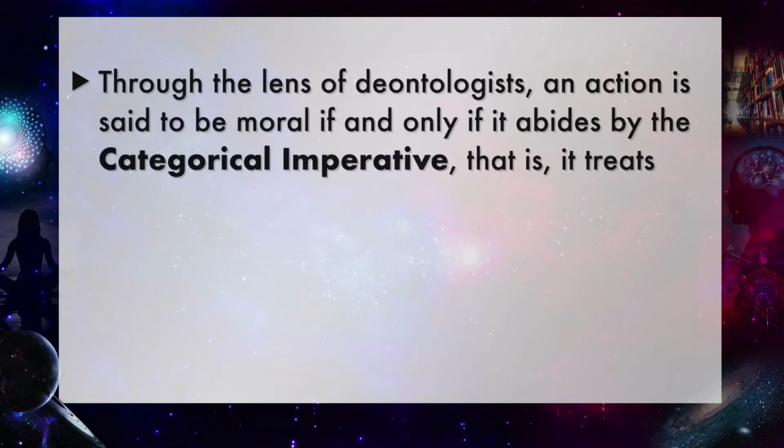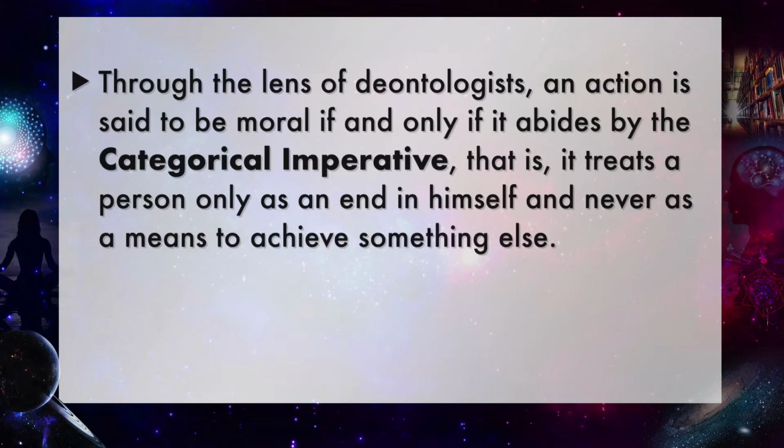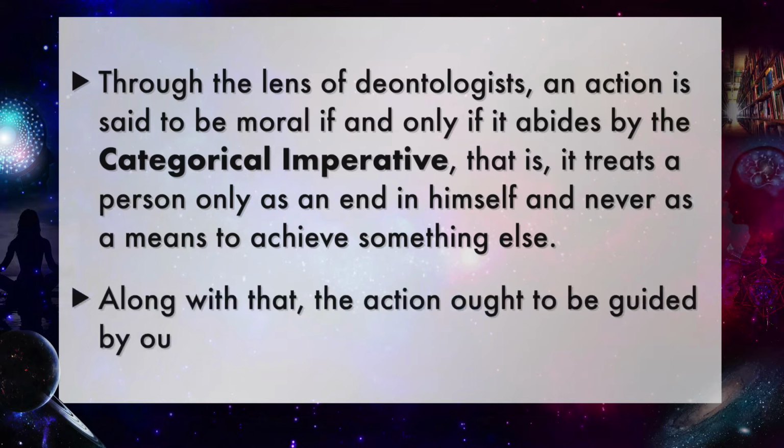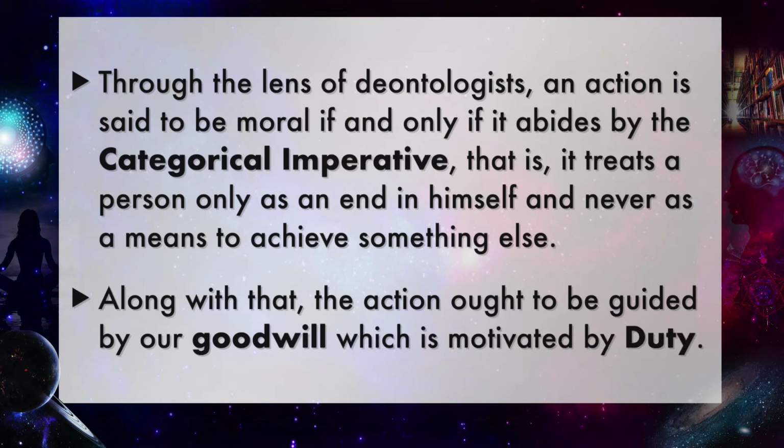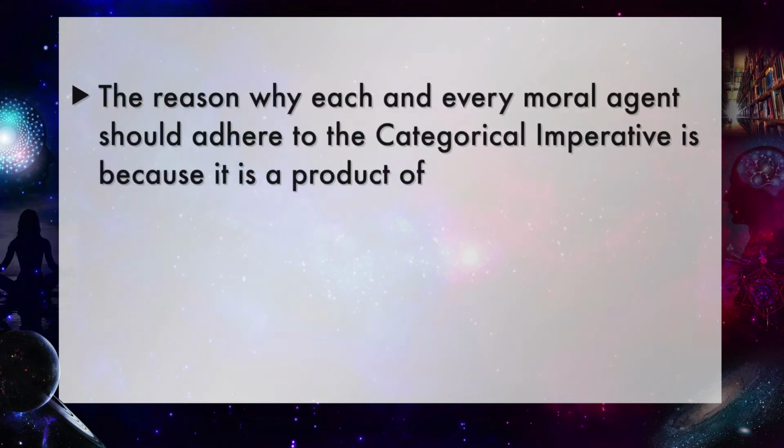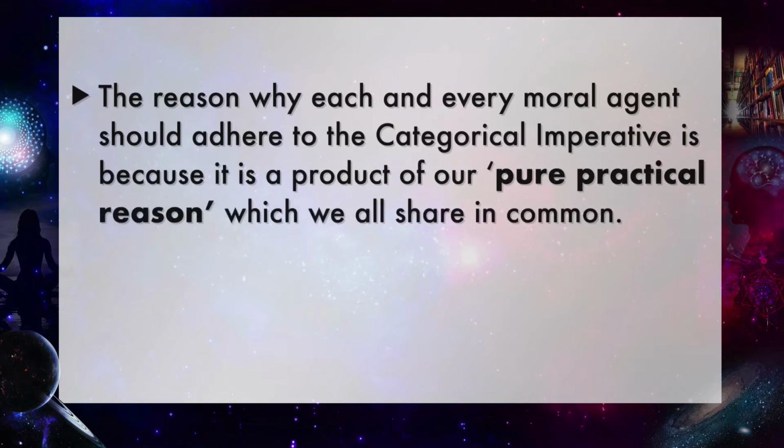The fourth formulation states that act according to a maxim of a universally legislating member of a merely possible kingdom of ends. Therefore, through the lens of Kant's categorical imperative, an action is said to be moral if and only if it abides by the categorical imperative, that is, it treats a person only as an end in himself and never as a means to achieve something else. Along with that, the action ought to be guided by our goodwill, which is motivated by duty. The reason why each and every moral agent should adhere to the categorical imperative is because it is a product of our pure practical reason, which we all share in common.